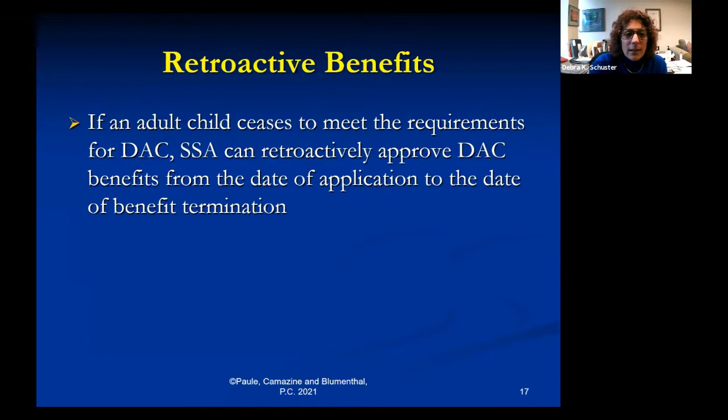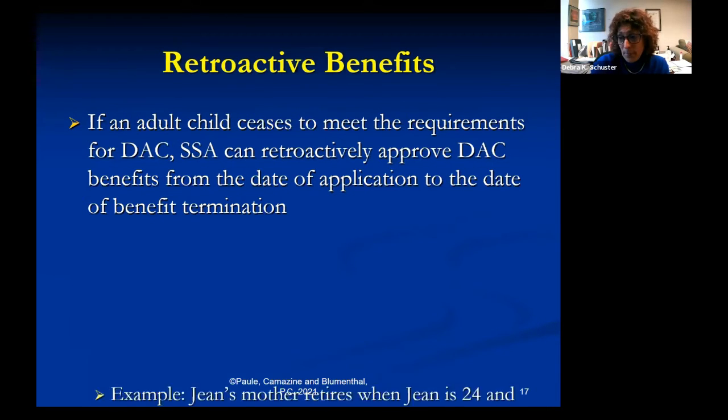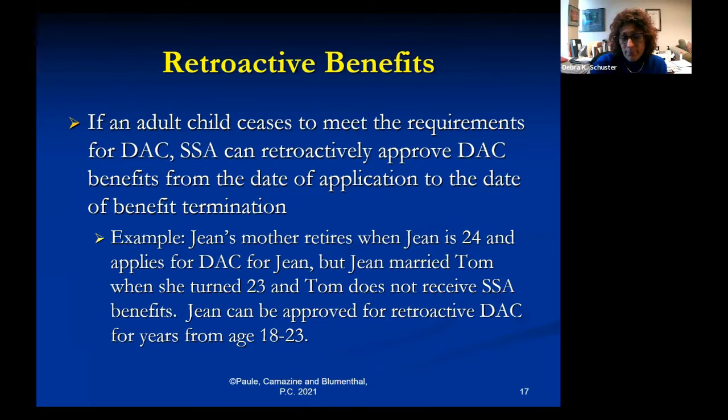If an adult child ceases to meet the requirements for DAC, they can retroactively approve DAC benefits from the date of application to the date of benefit termination. So, let's talk about Jean again. Jean's mother retires when Jean is age 24 and applies for DAC for Jean.